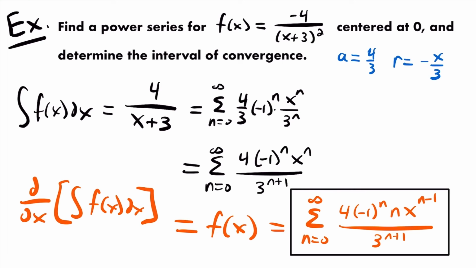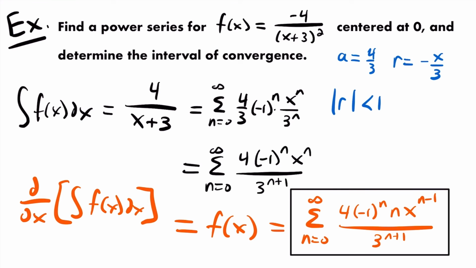Okay, and just as a reminder, we do that because this resulting series from taking the derivative of the geometric power series may not necessarily be a geometric series itself, so it's not as easy to find that interval of convergence like it is for a geometric power series. Remember that a geometric series converges when the absolute value of the common ratio is less than 1. In this case, the common ratio for that geometric power series was negative x divided by 3.